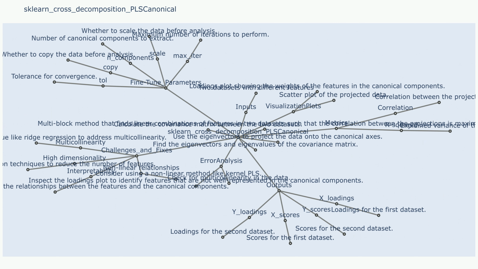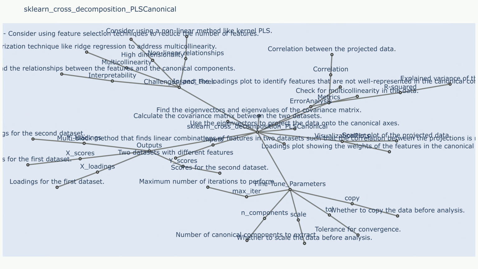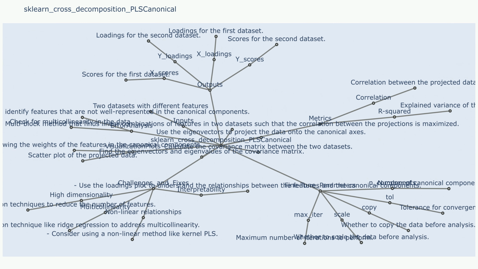Metrics: Canonical correlations, the correlations between the canonical variates. These values measure the strength of the relationship between the two sets of variables. Explained variance, the proportion of variance in each set of variables that is explained by the canonical variates.